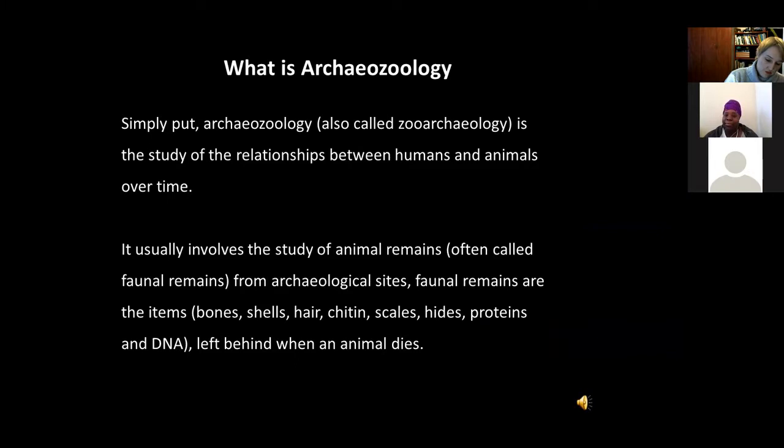Archaeozoology is, simply put, the study of humans with animals and animals with humans. It is also sometimes called zooarchaeology, which is the American version, but as we follow the English traditions, we call it archaeozoology. We look at all the hard parts that are left by animals who have died within the archaeological record. That is the shells, the bones, the scales, proteins, DNA, which is not hard parts, I know, but for purposes of this lecture, it is.